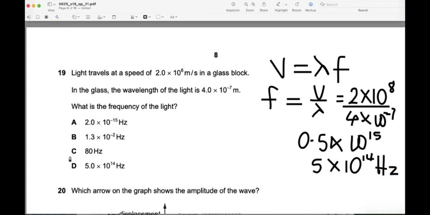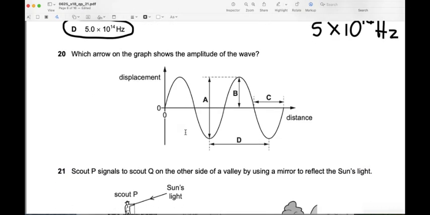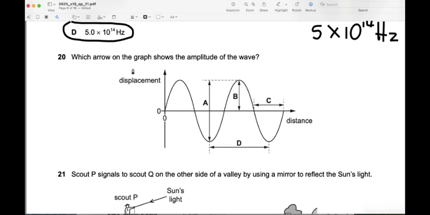So the option is what? The option is there, this one. This is the correct answer. Okay, this is the correct answer. So we move to the next question. Which arrow on the graph shows the amplitude of the wave? Amplitude, B, right? Amplitude from the horizontal position to the peak of the wave. That's amplitude. Okay, so B.